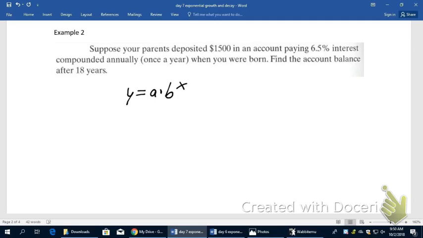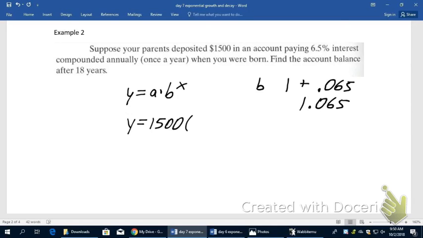On this problem, we're doing money again for our population. So my initial amount on this problem is $1,500. Now I'm going to figure out what B is by doing 1 plus 0.065. Again, 1 because that's 0% change, and then plus because we're gaining 6.5% annually on this. That will be 1.065 that I'm using for the value of B. And it will be to the x power. Now x is actually going to be 18 on this specific problem because that's what they told us over here.